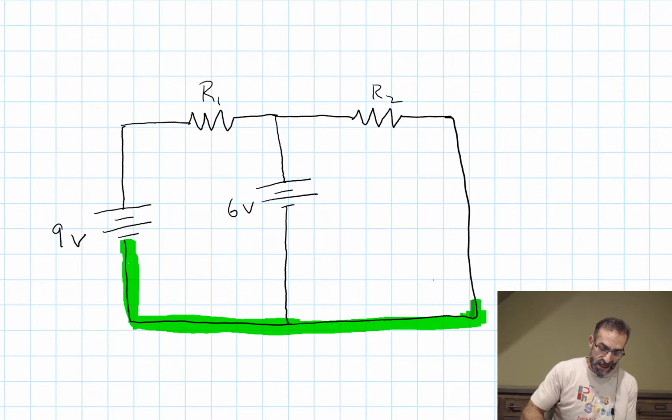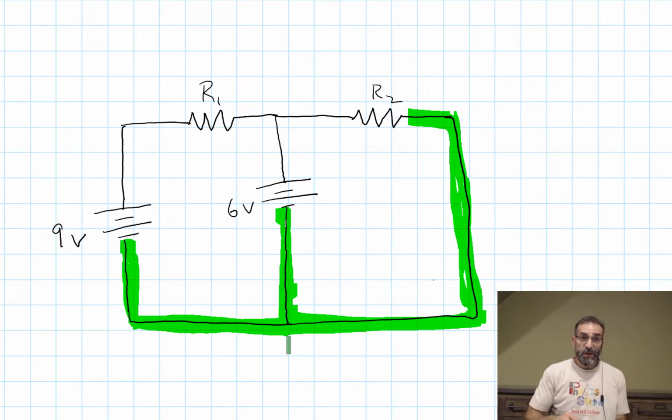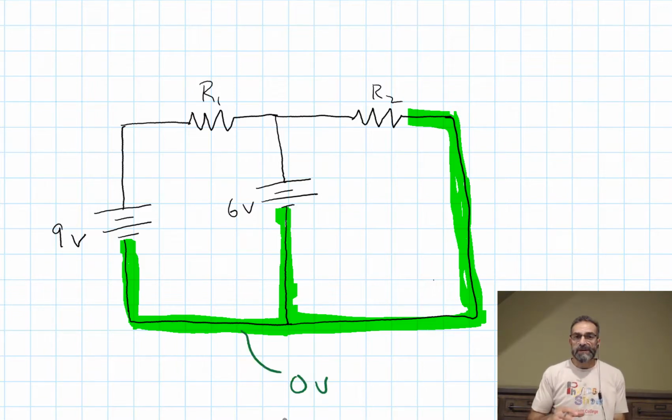I know that these lines are perfect conductors. That means they are equipotential surfaces. So every place I've highlighted green should be 0 volts. I can call 0 any place I want in this circuit. I'm going to call this 0 volts. Now that fixes my potential at any other place in the circuit.